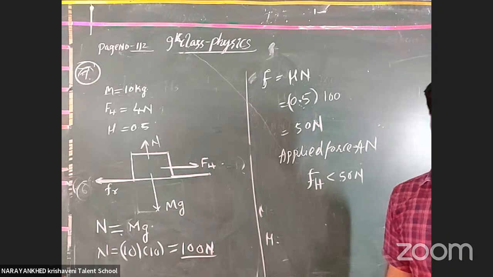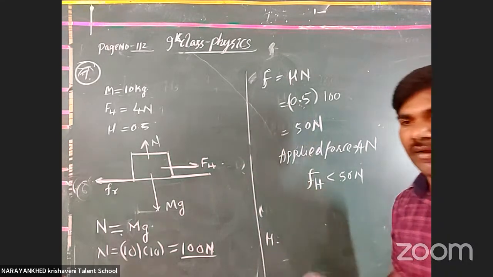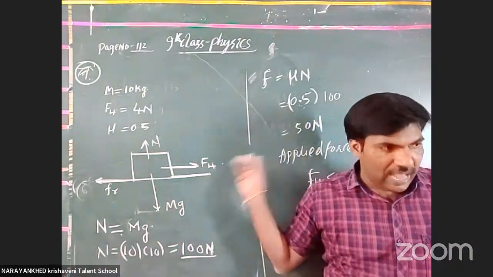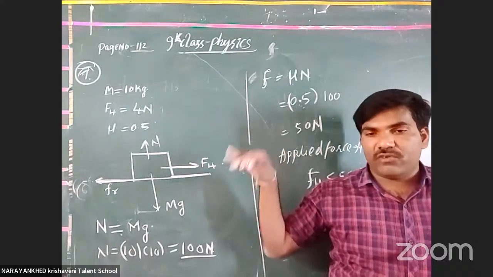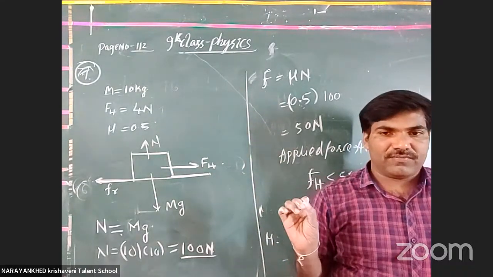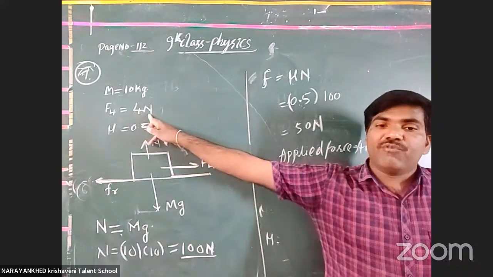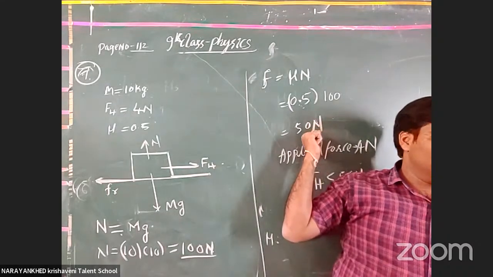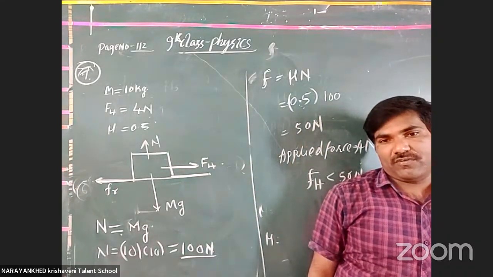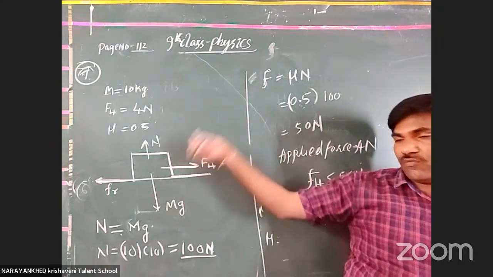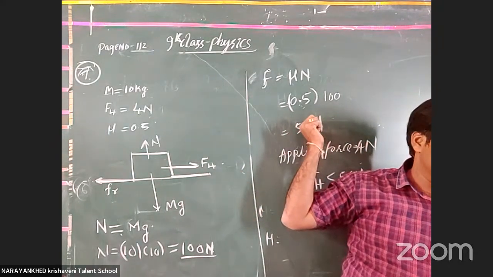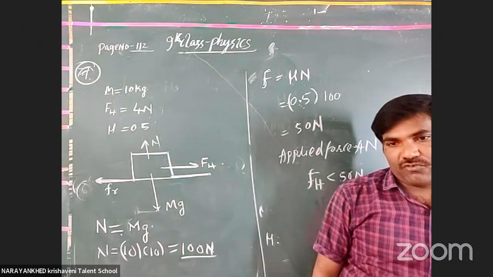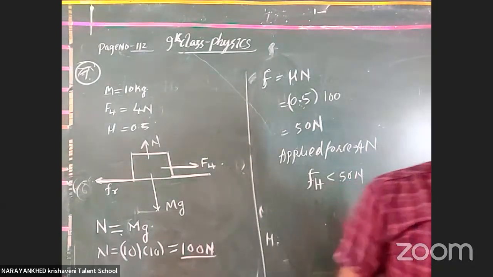Here this friction is static friction. How much will it be? Static friction is equal to the applied force only. That's why our answer becomes 4 newtons. Whenever the applied force is less than the limiting force, that becomes the frictional force for us. The body will be at rest for this weight. That's why whatever applied force is there becomes the frictional force. Got it or not? Yeah, please note down here.